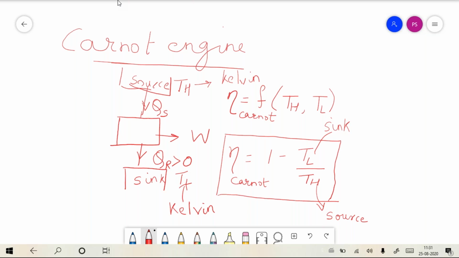Number two, when you are solving these Carnot engine numericals, please note that the Carnot engine is like any other heat engine in the sense that it will also reject certain heat. Because it is the best engine, it would have the maximum efficiency.